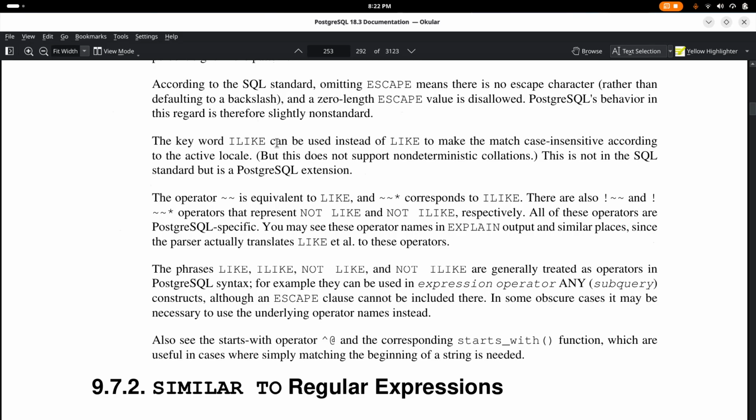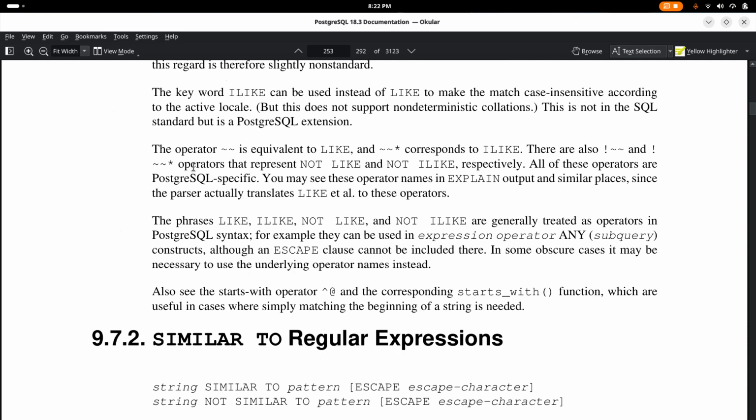The keyword ILIKE can be used instead of LIKE to make the match case-insensitive according to the active locale. But this does not support non-deterministic collations. This is not in the SQL standard, but is a PostgreSQL extension. The operator ~~ is equivalent to LIKE, and ~~* corresponds to ILIKE. There are also !~~ and !~~* operators that represent NOT LIKE and NOT ILIKE, respectively. All of these operators are PostgreSQL-specific.